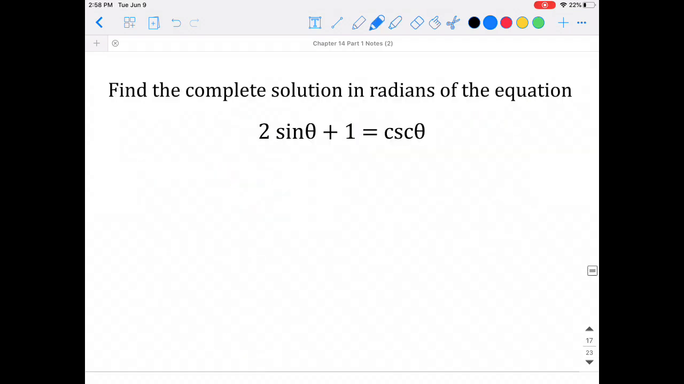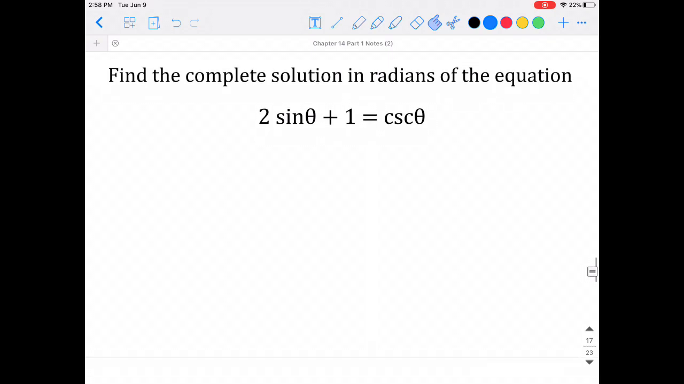Okay, so let's look at another example. And I know these are tricky, that's why we're going to go over a bunch of examples so you can have a lot of practice, and watching me do these will help.